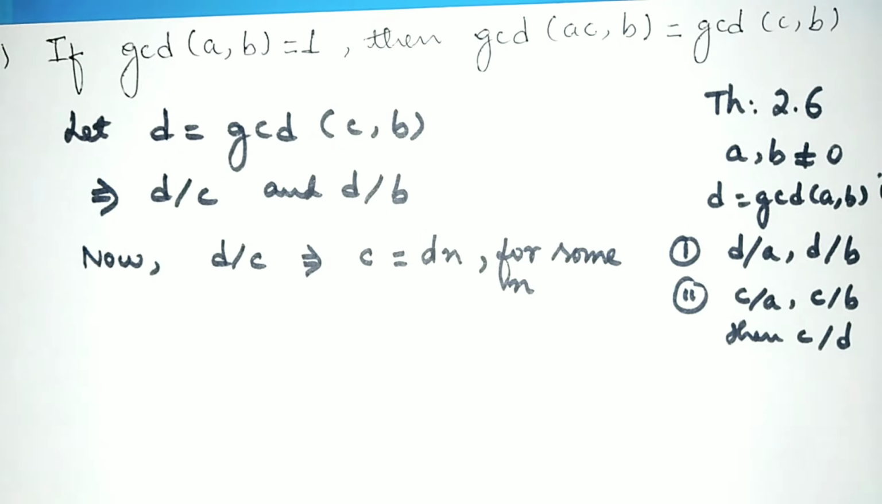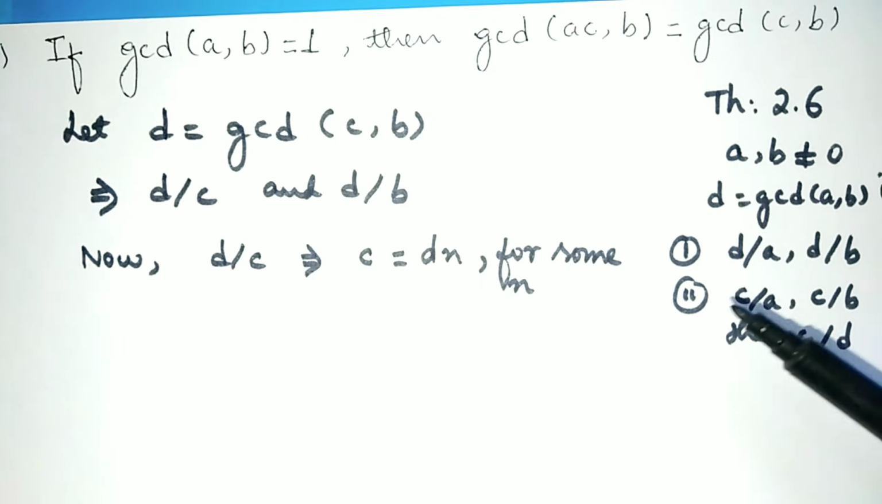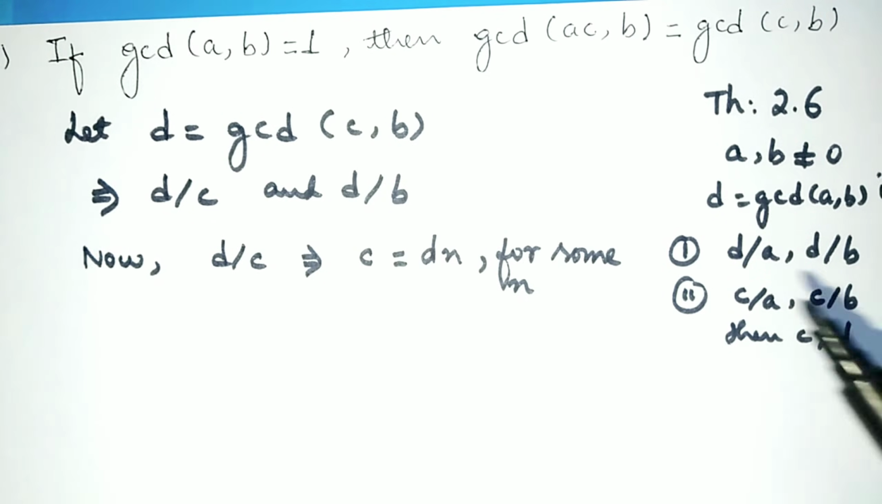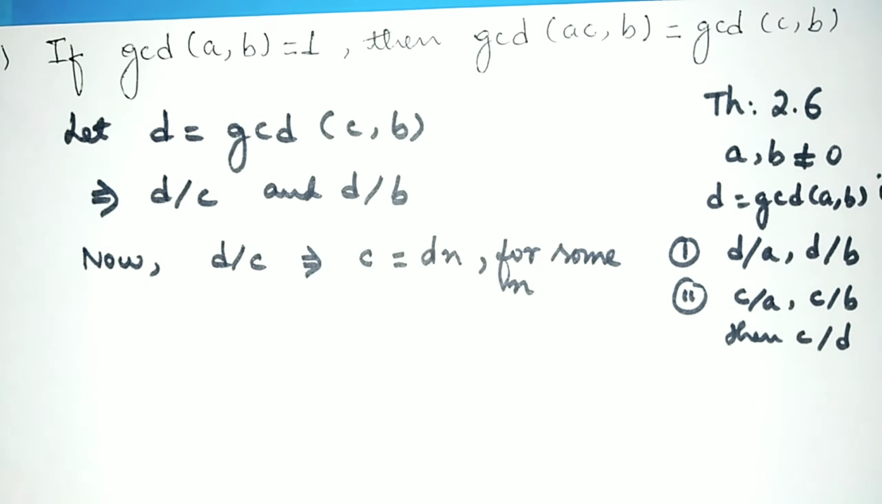For showing that, we will be using theorem 2.6, which says that if A and B are any non-zero integers, then D is the GCD of A and B if, number 1, D divides A, D divides B. Number 2, whenever C divides A, C divides B, then C divides D. Okay? So let us show that D divides AC and D divides B.